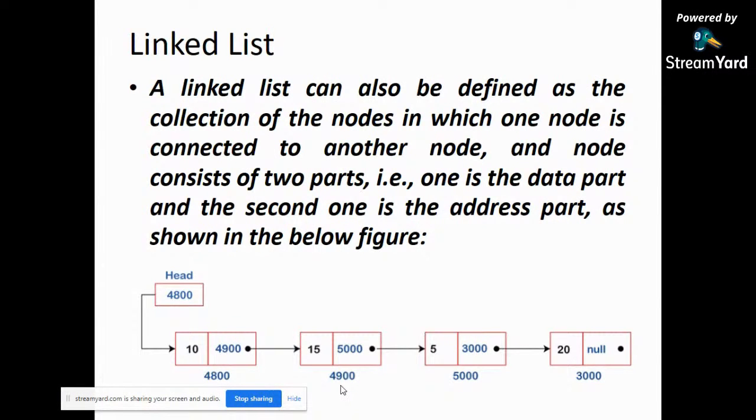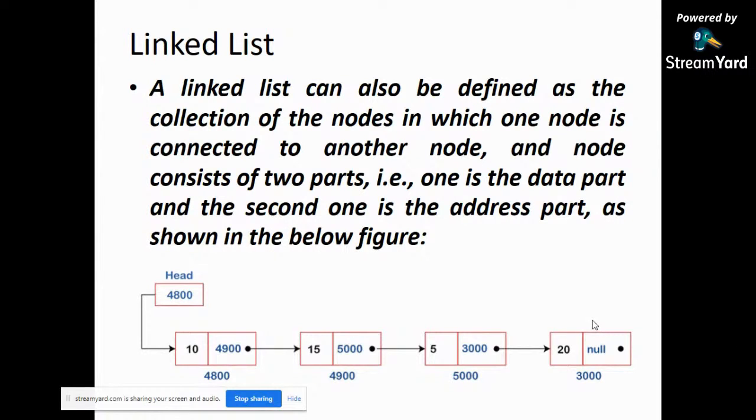So the address of the second node is 4900. So the address of the second node is stored in the first node's address part, 4900. It is pointing towards this node. The second node is pointing towards the third node. The address of the third node is 5000. So that address is stored here. So that is 5000. Now the second node is pointing towards the third node, and the third node is pointing towards the fourth node, and so on. In this way, the list is linked. That's why it is called a linked list.